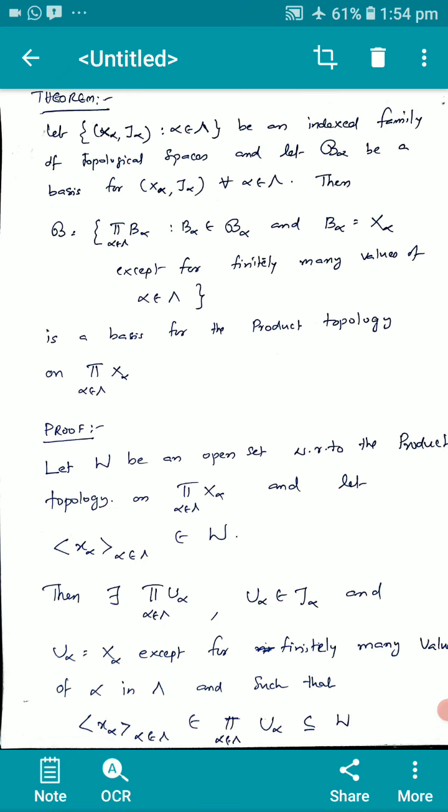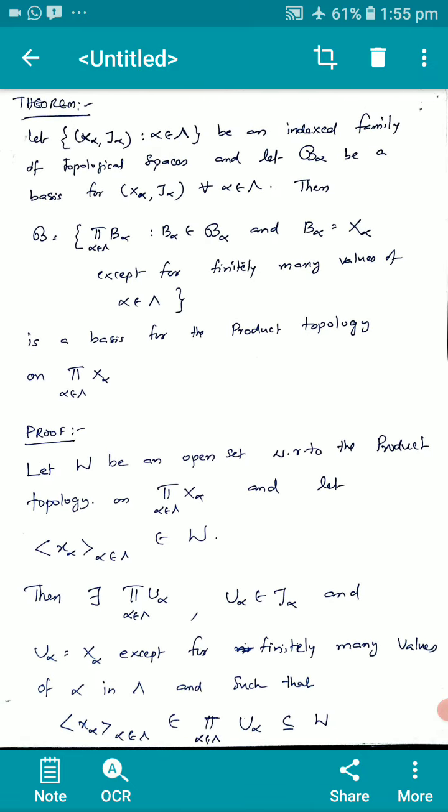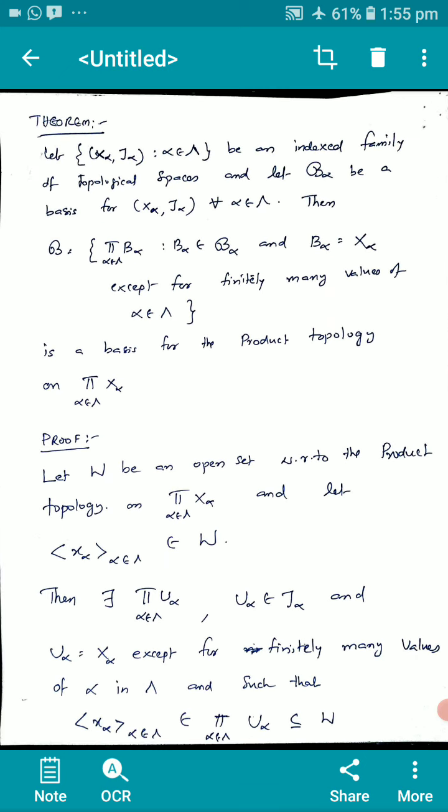Here we have to prove that B is a basis for the product topology on the product of X_alpha. Proof: let W be an open set with respect to the product topology on the product of X_alpha, that is, the product space, and let x, with x_alpha in the index set, be an element of this particular W.